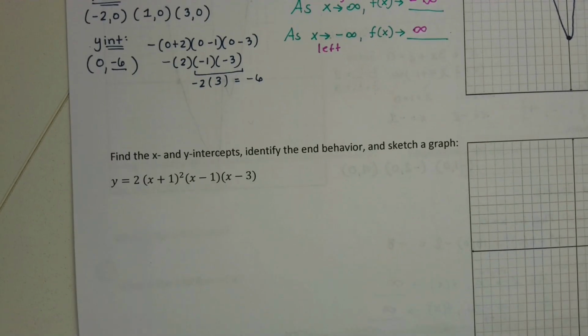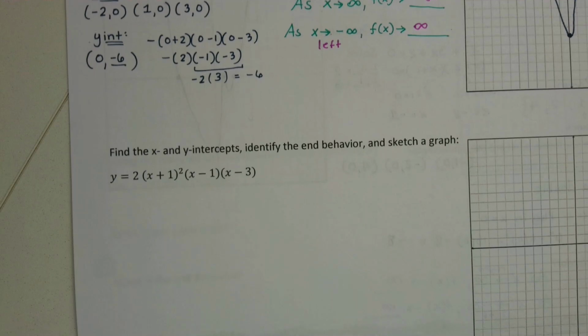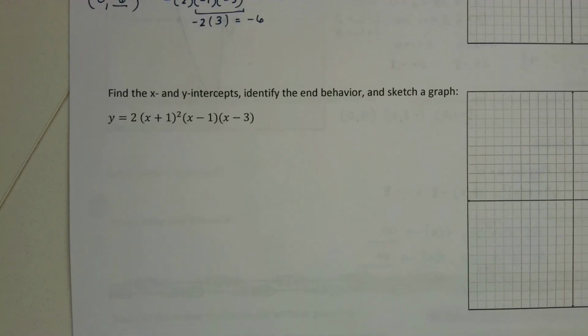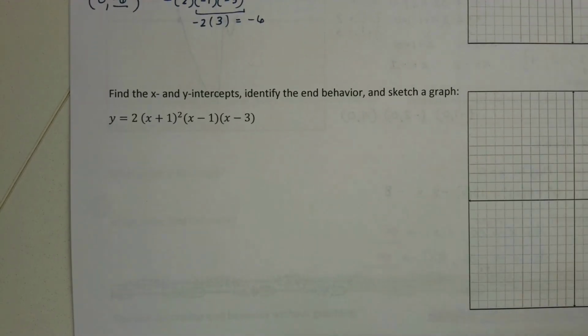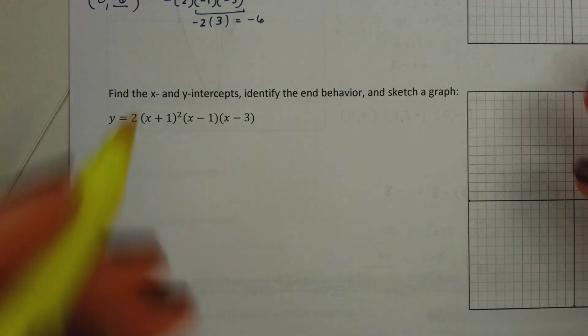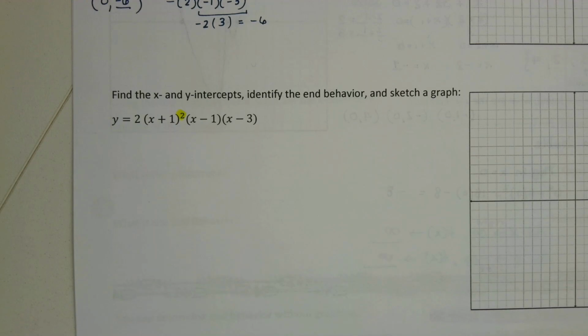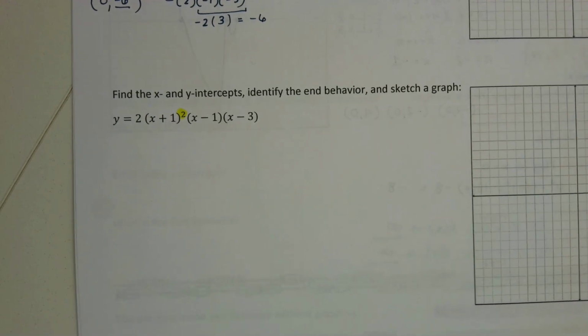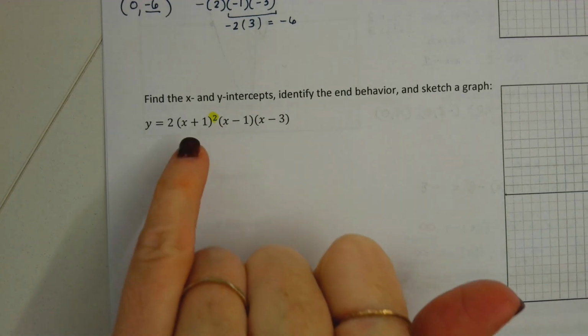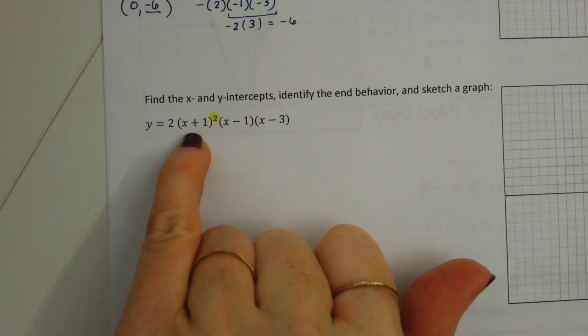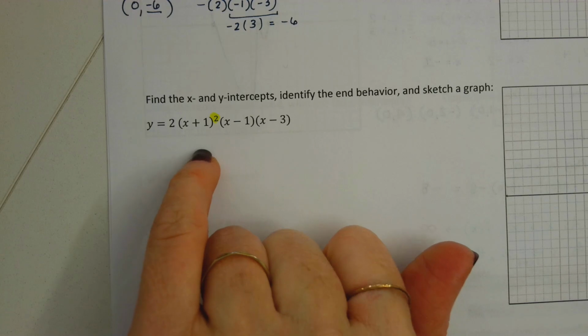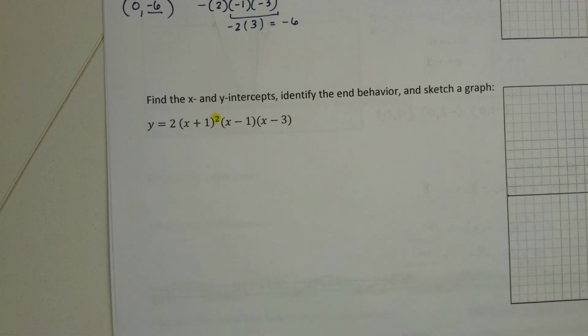Find the x and y intercepts, identify the end behavior, sketch a graph. Can y'all see what makes this one special? Everybody see it? The square. What is that telling me about? No, you do not defoil. Don't foil it. That makes it worse. That's just telling me that the solution to this little factor is what? It's a double. Yeah, that's all it's telling you.